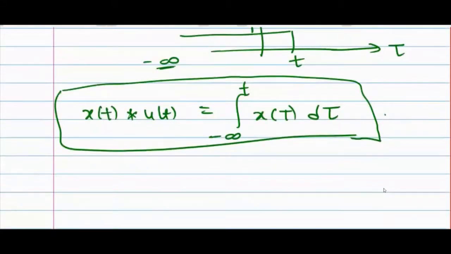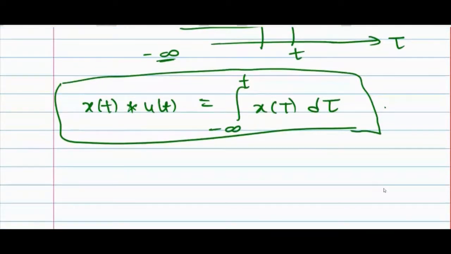Then convolution becomes multiplication. If we take the Fourier transform of this, the convolution will become multiplication.